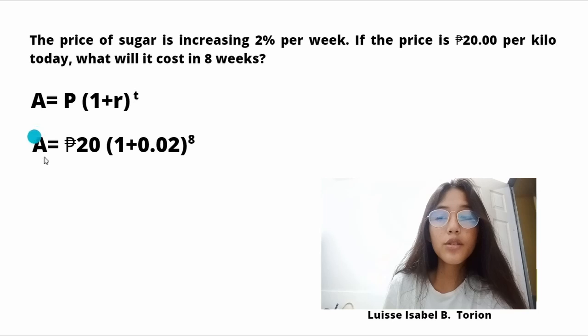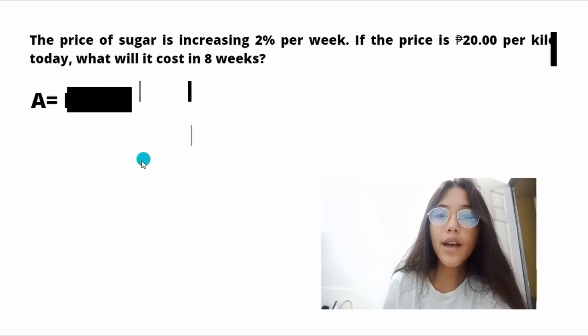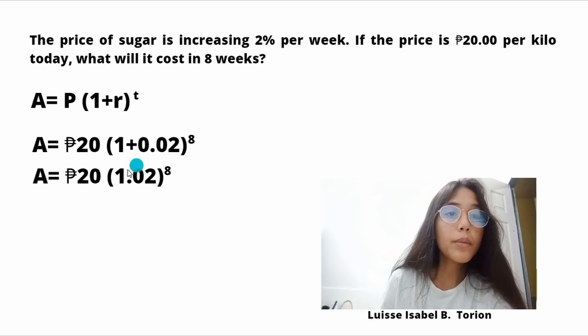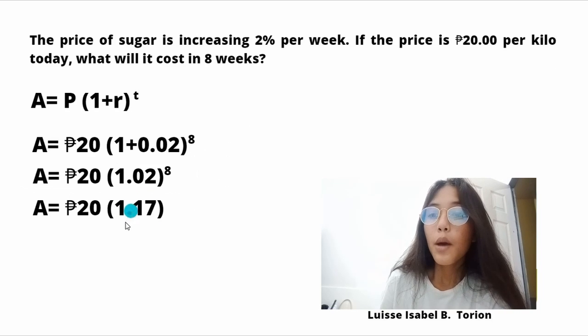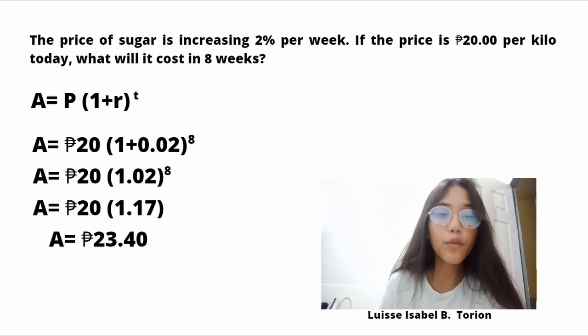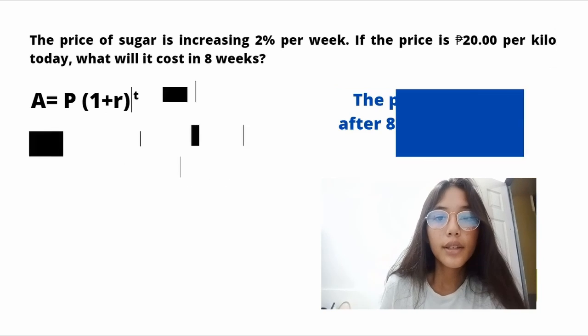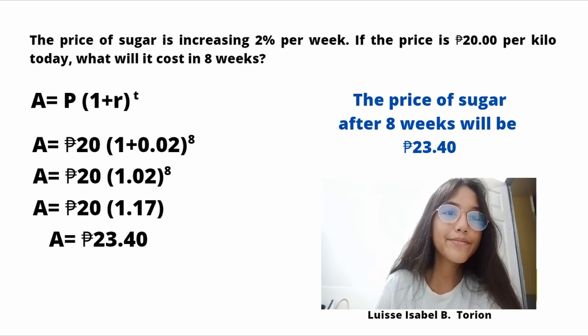Substitute all the given, so it will be A is equal to 20 pesos, quantity 1 plus 0.02, as the decimal form of the rate 2%, to the power of 8. After that, add the two numbers, it will be 1.02. 1.02 to the power of 8 will be 1.17, and multiply the two numbers, 20 times 1.17 will be 23.40. So, the price of sugar after 8 weeks will be 23 pesos and 40 centavos.